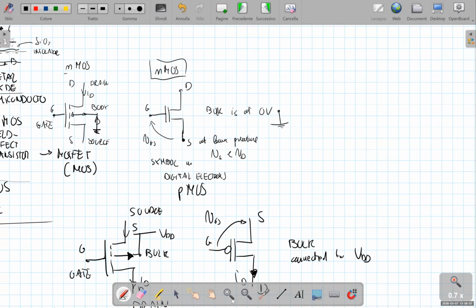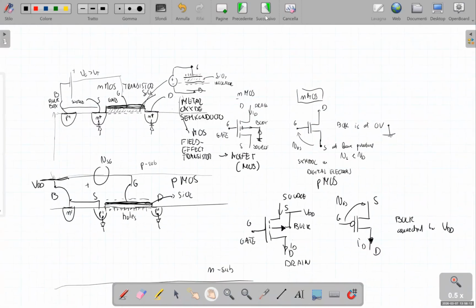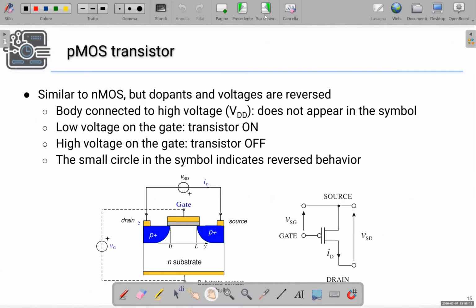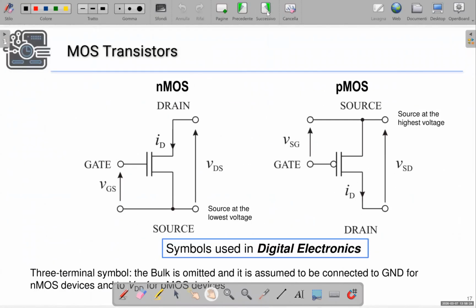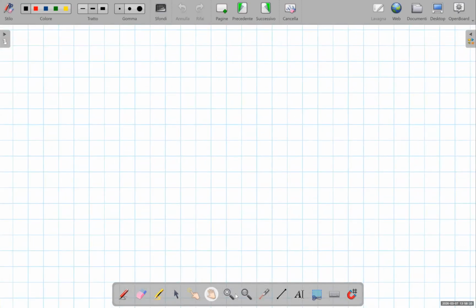Now, if this is clear, we can go on discussing the electrical properties of this structure. We have already introduced the symbols. For this purpose, we will start discussing the properties and the characteristics of the N-type device.